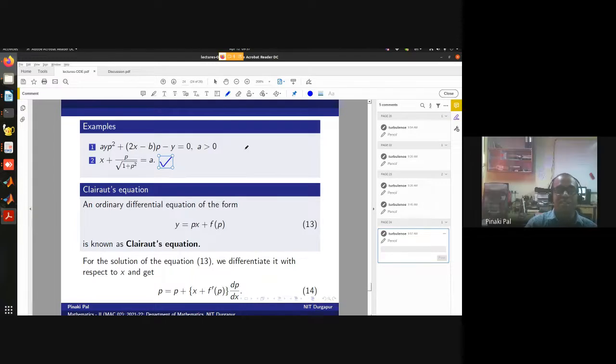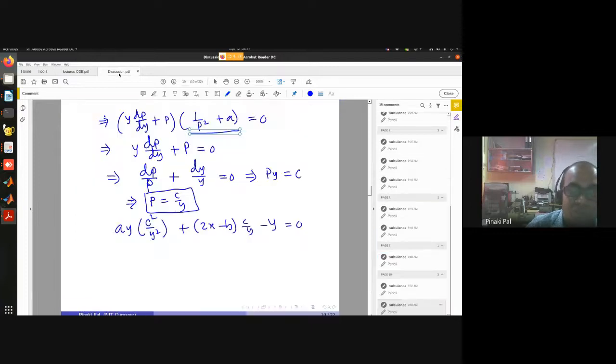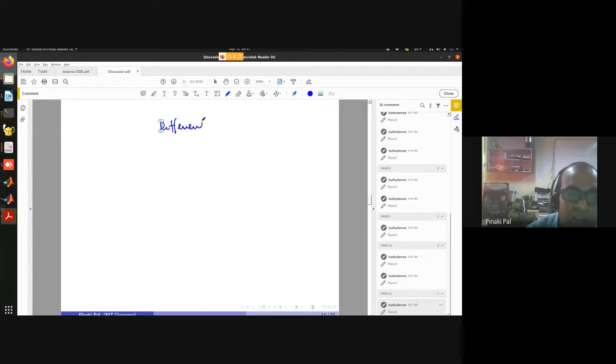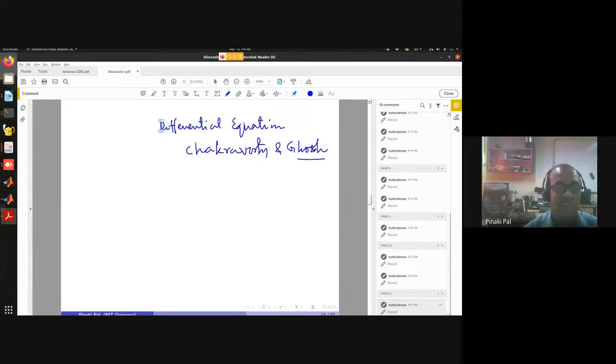Achha, there is one book where you will get many problems. So let me just write it down. If possible, you can have a copy of it. It is not costly. Differential Equations by Chakraborty, Bharti, and Bose. The cost is around 200, 250. If you can afford, you can just have a copy of it.